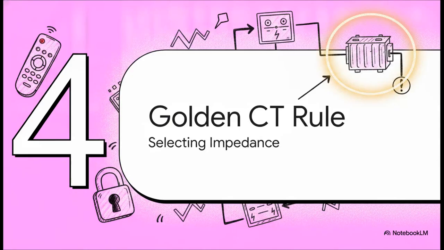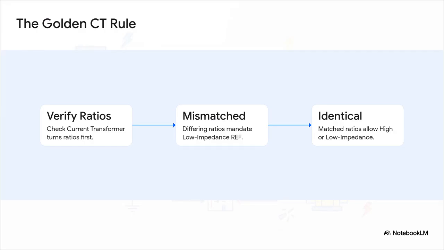Okay, so how do you choose between the universal remote and the deadbolt? Well, you don't just guess. That brings us to Section 4, the golden CT rule for selecting impedance. Let's walk through the diagnostic logic here.